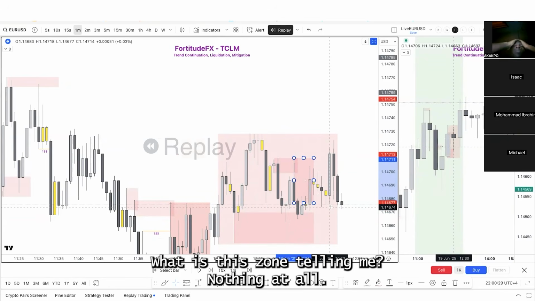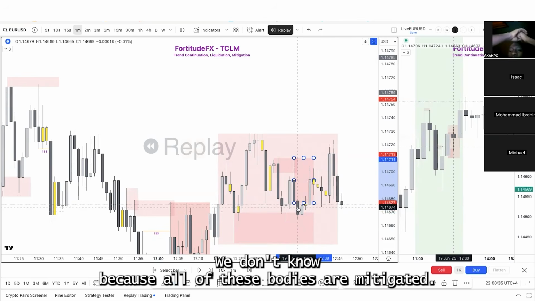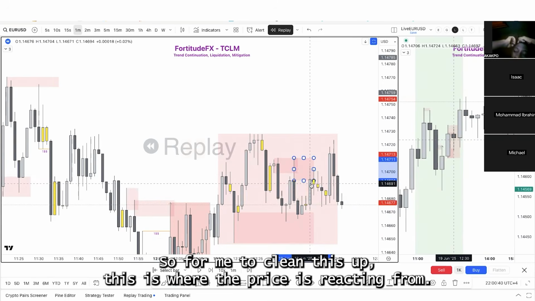What is this zone telling me? Nothing. All it's telling me is the price is going up. Where are the orders? We don't know. Where is it reacting from? We don't know, because all of these bodies are mitigated. So for me to clean this up, this is where the price is reacting from.